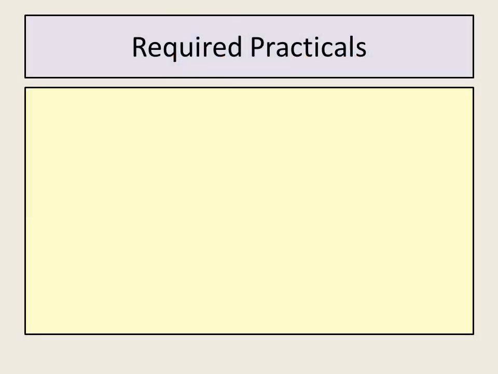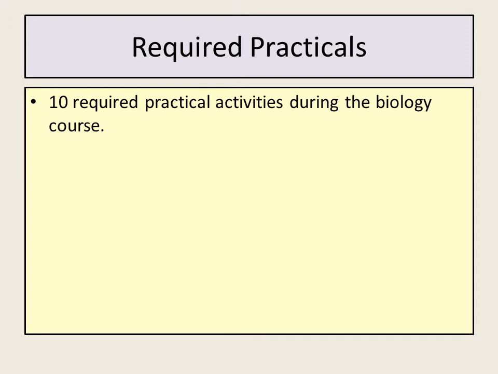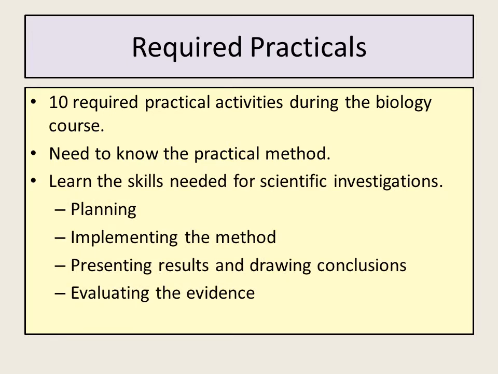Throughout your science course, you are expected to carry out a number of what we call required practicals. There are 10 required practicals in the biology course. You're going to need to know the practical method for each of them, and you're also going to be learning the skills required for any scientific investigation, and that includes planning, implementing the method, presenting the results and drawing conclusions, and evaluating the evidence.